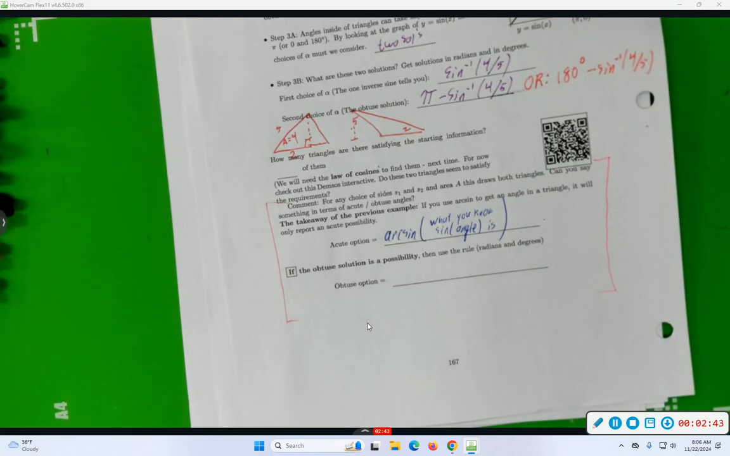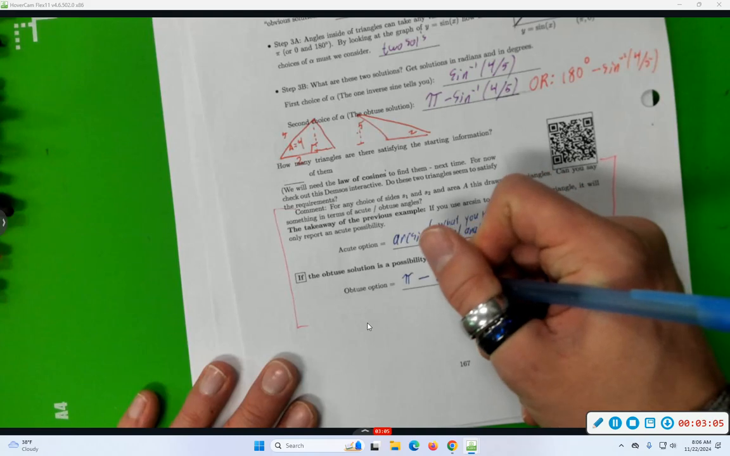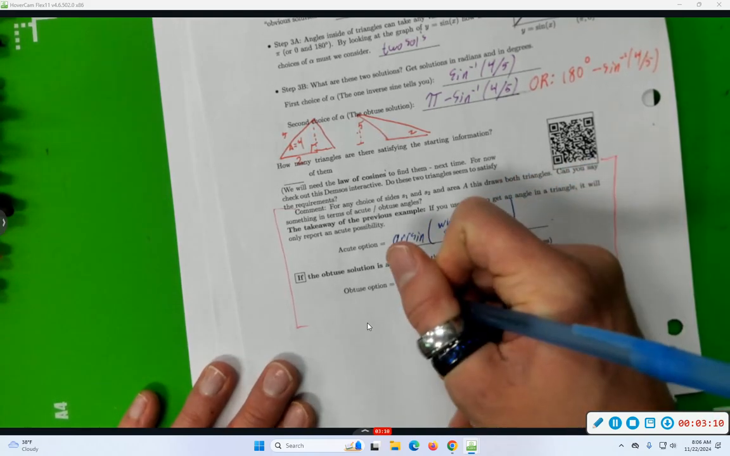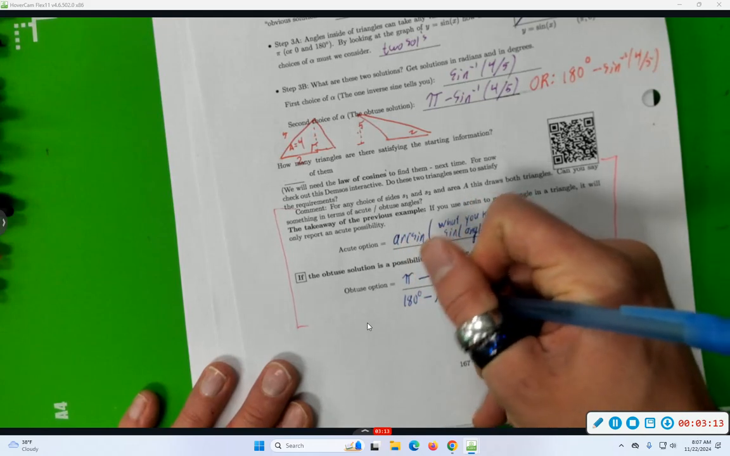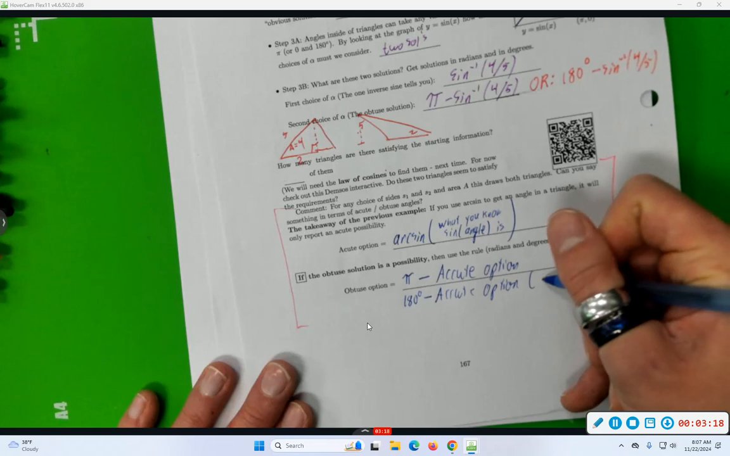So, if you know what the sine of an angle should be, you should be able to get that angle by doing inverse sine to it. If you know what sine of A should be, then A should be inverse sine of that. Except it might not be. There's a second option. It might also be pi minus the acute option, or 180 degrees minus the acute option if you're working in degrees.